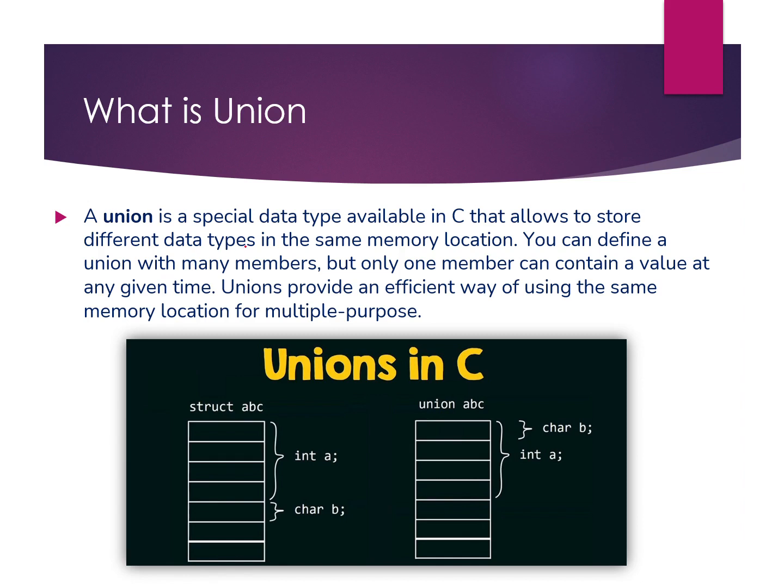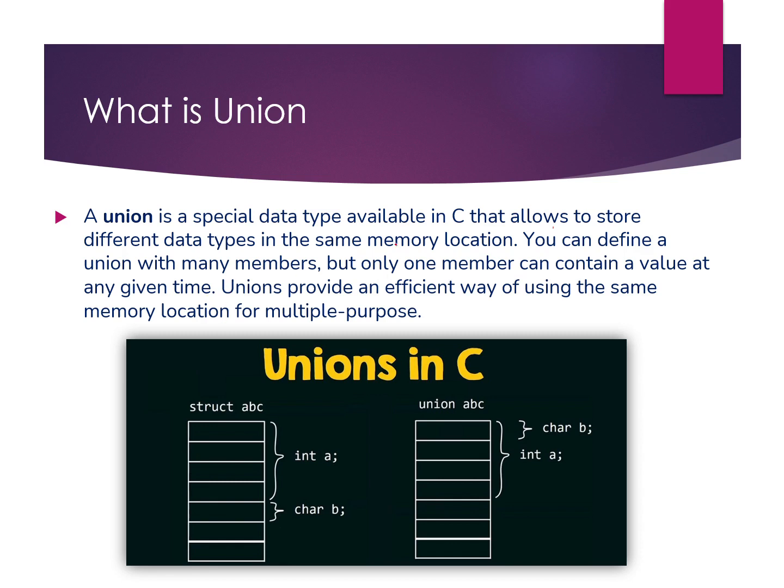Union is a special data type available in C that allows you to store different data types in the same memory allocation. So this is basically like a structure, but the difference is you can define a union with many members, but only one member can contain a value at a given time.